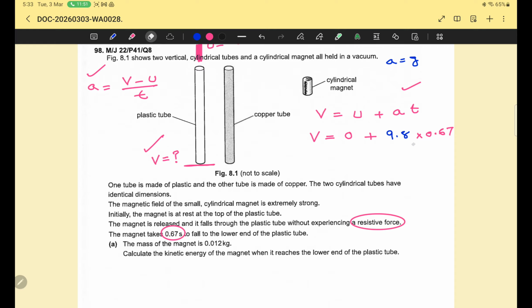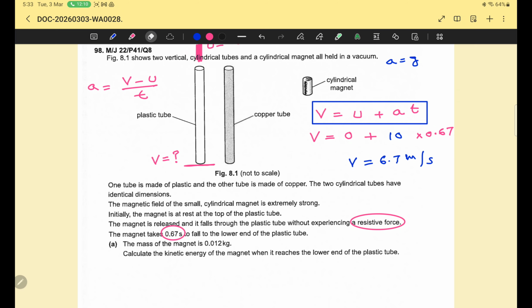Okay, so you can use 10, you can use 9.8. So the final velocity becomes 6.7 meter per second. So this is called the first equation of motion. V is equal to U plus AT. Everyone should know this formula. So first you should calculate acceleration, sorry, velocity by this equation.